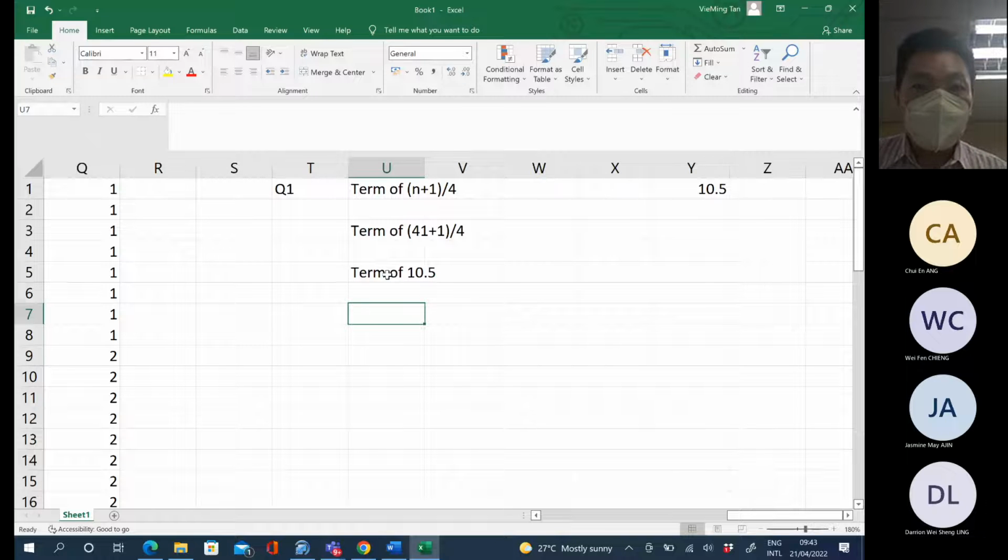Okay, so which one is term 10? Which one is term 11? Term 10 is this number. I use red color, right? This is term 10.